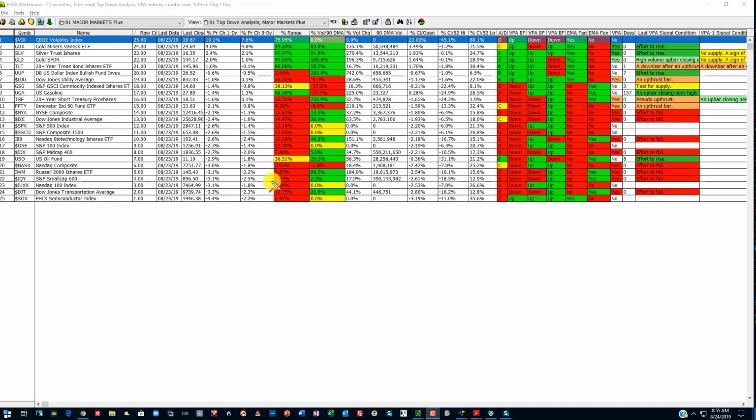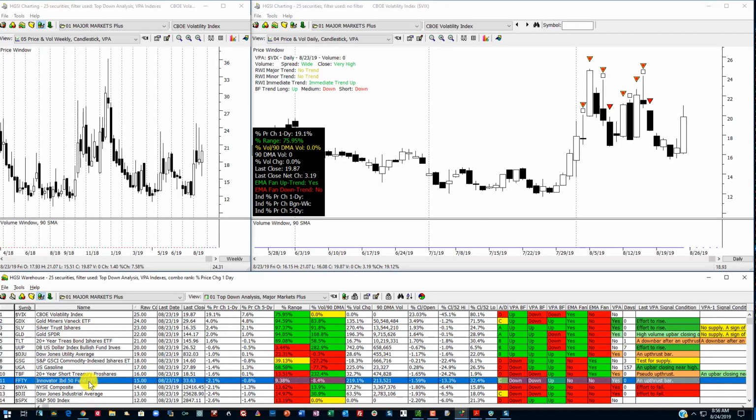You can also see that the NASDAQ is hit hard along with the Russell. NASDAQ was down 3%. Let's see where the NASDAQ 100 is, down 3.1%. And there's some real serious damage done there. Transports were down 3.3%.